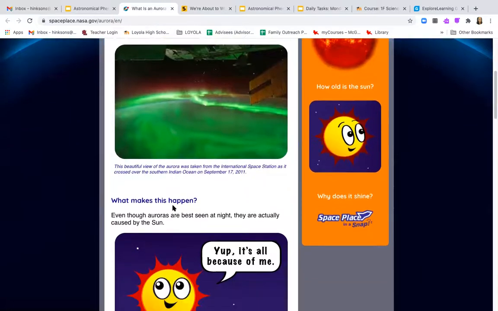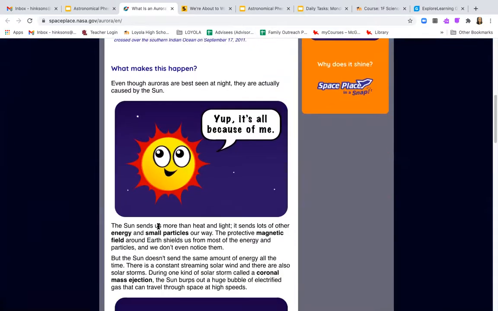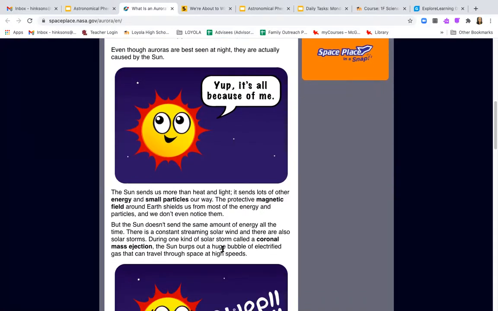So what makes this happen? Even though auroras are best seen at night, they are actually caused by the sun. The sun sends us more than heat and light. It sends lots of other energy and small particles our way. The protective magnetic field around Earth shields us from most of the energy and particles, and we don't even notice them. But the sun doesn't send the same amount of energy all the time. There is a constant streaming solar wind, and there are also solar storms.